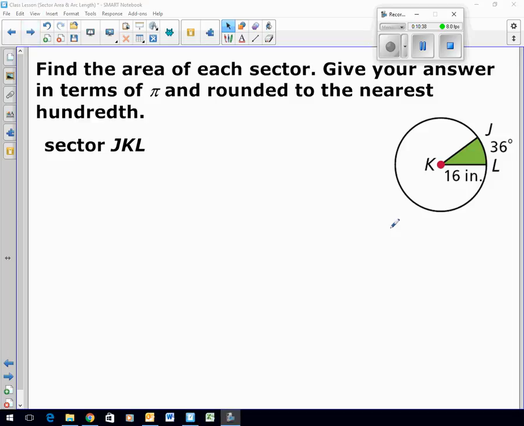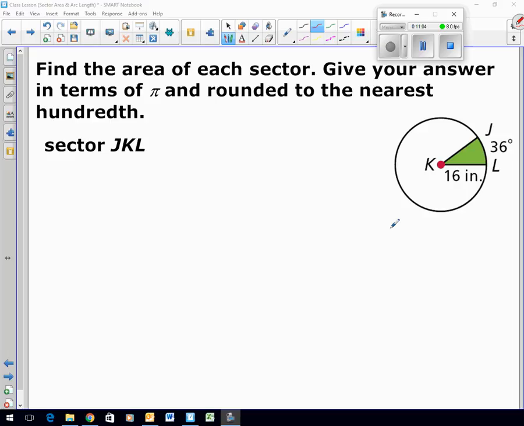Who set it up like this? A equals pi times 16 squared times 36 over 360. Perfect. You did? You just decided not to raise your hand? I'm trying to give you praise. I'm trying to give him praise, Coach. I'm trying to praise Katie West. Don't like it.